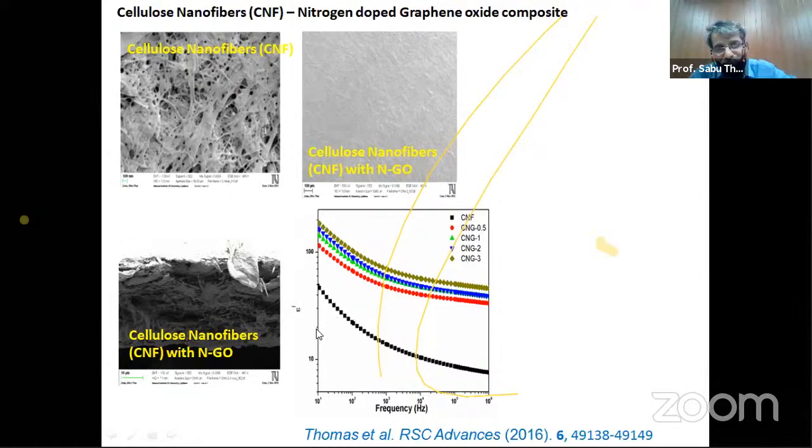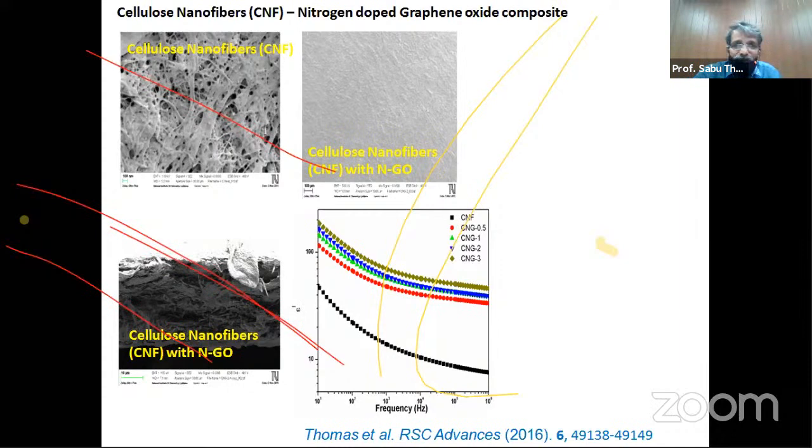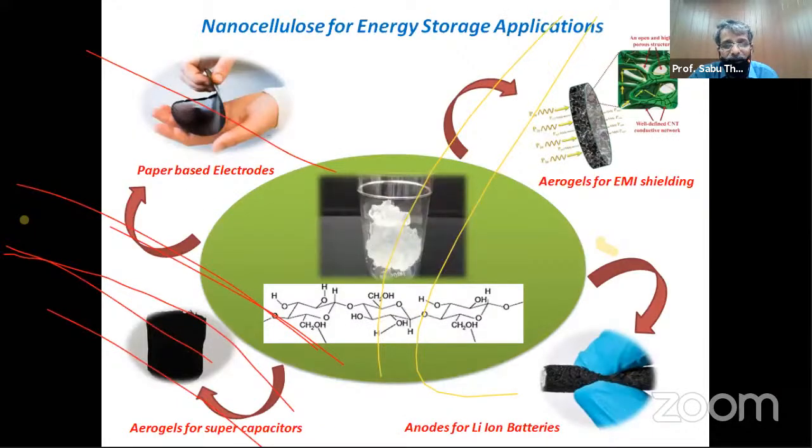The advantage is very interesting. Look at the energy storage. This is dielectric constant as a function of frequency. This is nanocellulose alone. But when you dope with graphene oxide, the dielectric constant goes up. That means this platform is an excellent energy storage device. So we made such a beautiful, excellent energy storage base for several applications. The next slide will show you how we made aerogel for EMI shielding applications, or anode for lithium ion batteries, supercapacitors. I will show you a couple of slides.